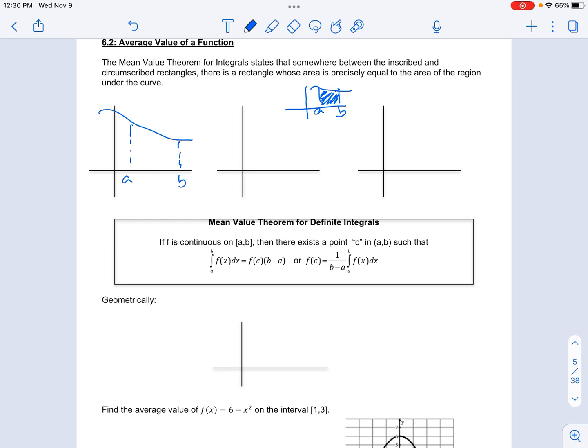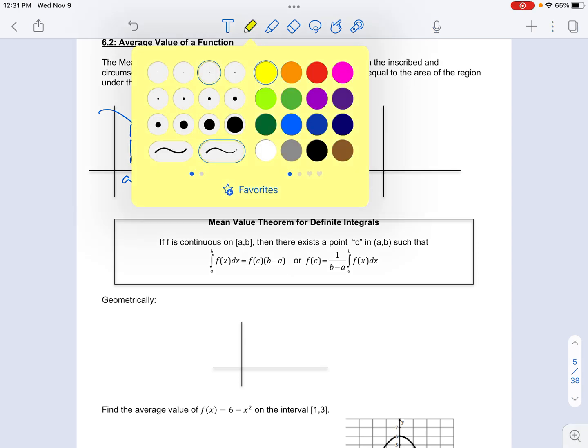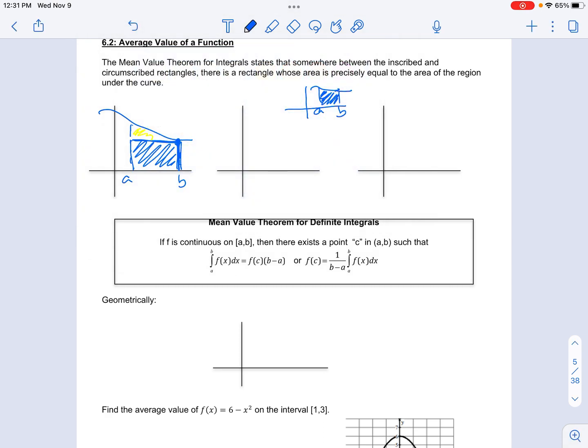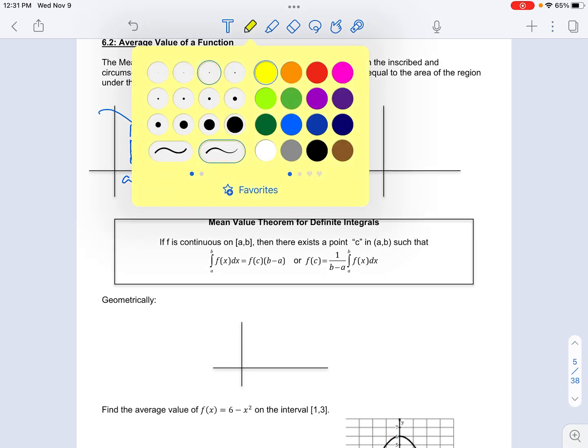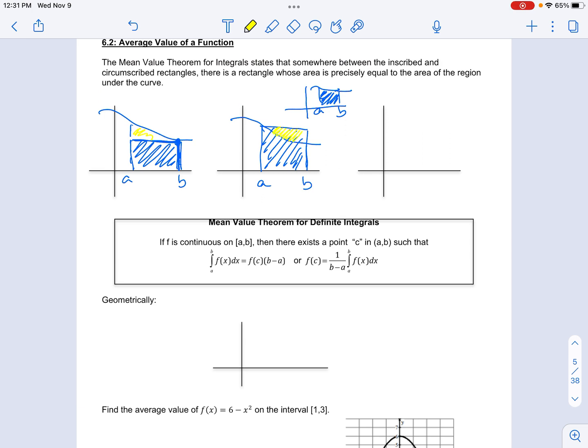Let's just go ahead and draw one inscribed rectangle. This would be an inscribed rectangle, this would be considered a right hand, and obviously the area of the rectangle is less than the exact area of the curve because we're missing this little piece right here. If we do the same thing and draw a left-hand rectangle, that would be the area of the rectangle, and notice this is an overestimate of the exact area because we've got that extra piece there.